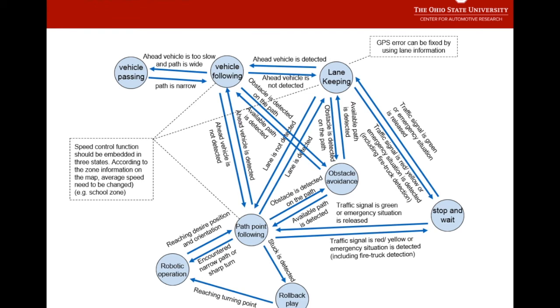In the interest of time, I won't go into great detail, but I do on the next slide. Just some highlights: vehicle following is when the vehicle is following a vehicle or there's a vehicle ahead. Path point following is when there is no vehicle in front and the lane or road is not detected. Lane keeping is when there is no vehicle ahead, but it will still follow the lane or the road. Obstacle avoidance is when there is an obstacle detected in front and the vehicle has to find a way around it, while stop and wait is when there's a traffic signal or emergency situation where the vehicle needs to come to a complete stop and wait.